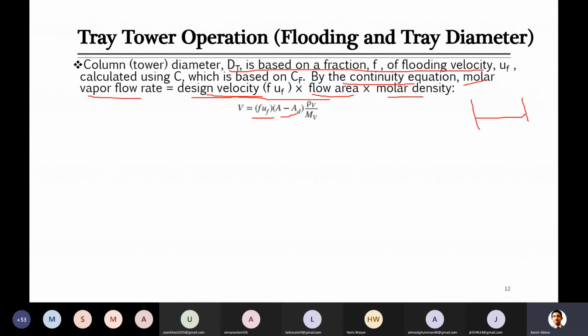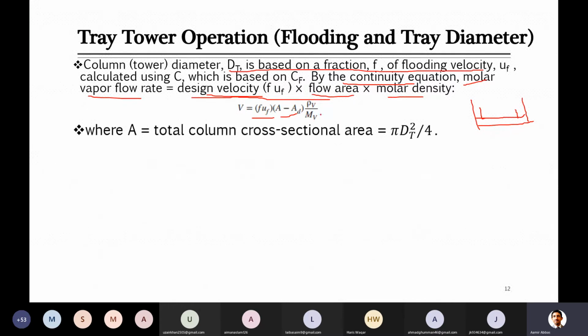If this is the boundary of the column, then in between here there will be the downcomer area and the downcomer for the next tray. So in between is the area. Overall is the area A, and if you subtract both downcomer areas, you get the active flow area, where liquid flows on the surface of the tray and comes in contact with the vapor, multiplied by the molar density, that is density divided by molecular weight.